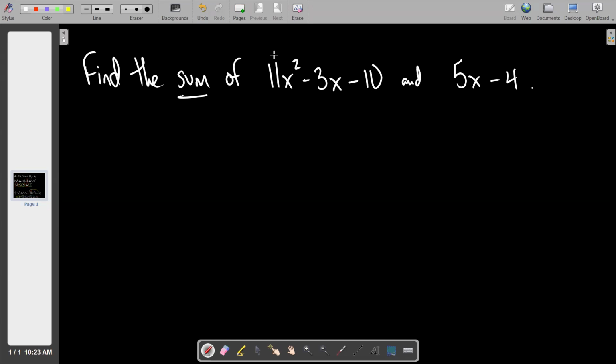11x squared is the most powerful term, so we're going to take it and place it into our answer. I would normally look and see if it has anyone to go with, but I already did, and it doesn't have anybody. Who's up next?